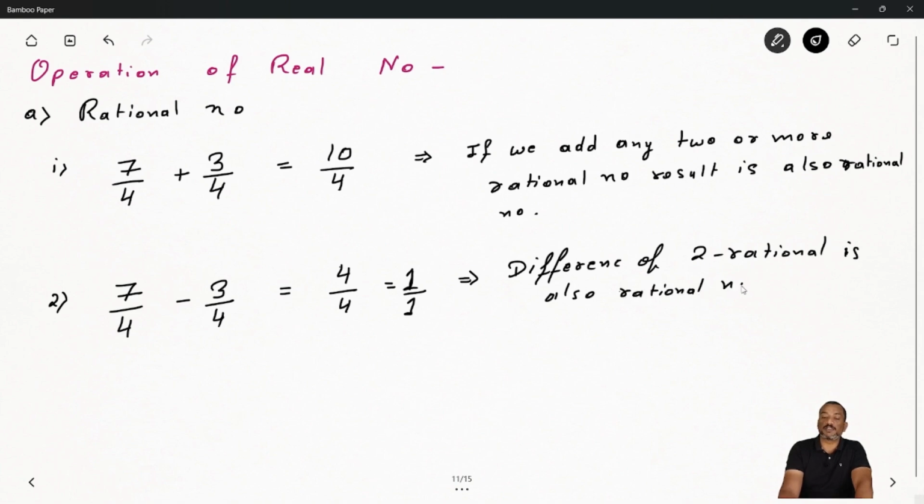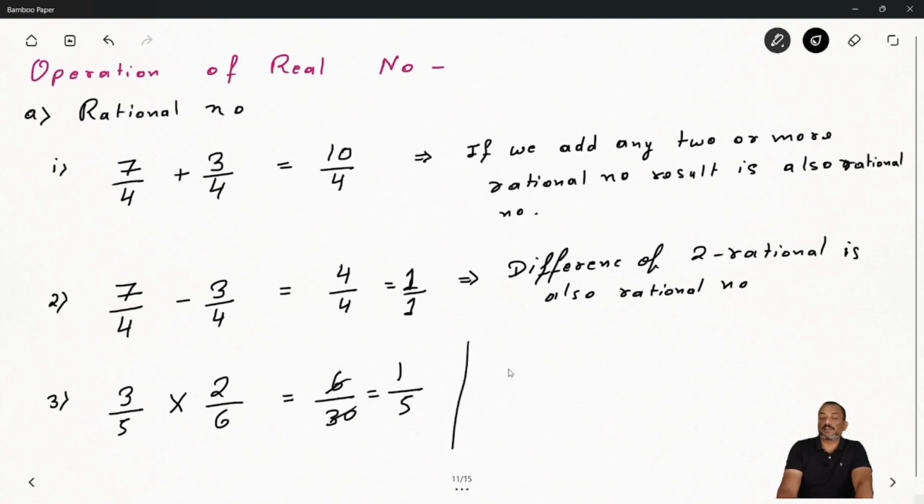Okay, so hope it's getting clear now. The third one is the product of two rational numbers. Suppose we have 3 over 5, a rational number in p by q form, multiplying with 2 over 6. The product you will get is 6 over 30, which is also a rational number. Here you can cancel, and you will get 1 over 5. So that is also a rational number.